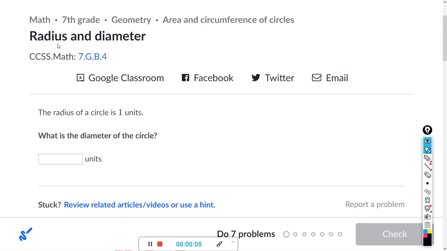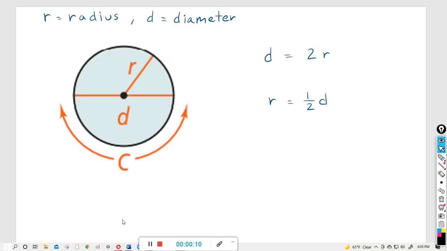This will be for the con assignment, radius and diameter. So if you recall, the diameter D goes from one side of the circle to the other, and of course it goes right through the center. So this line here is the diameter D. D is basically the length of that line.